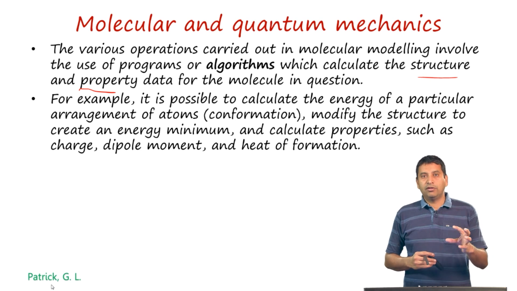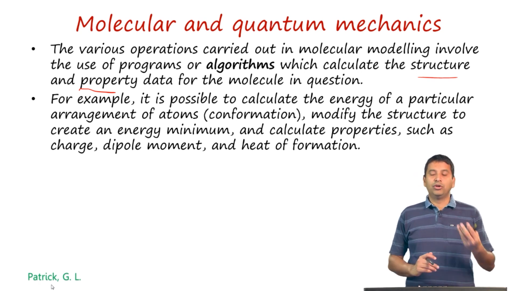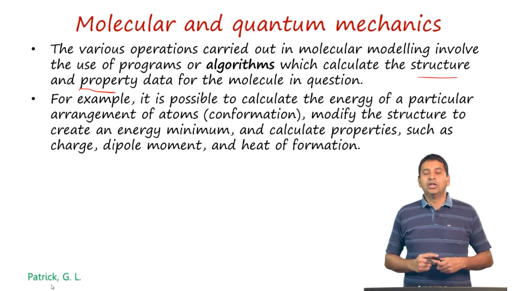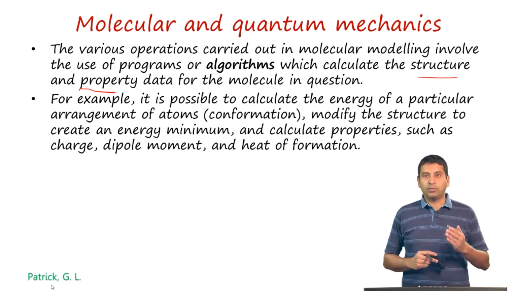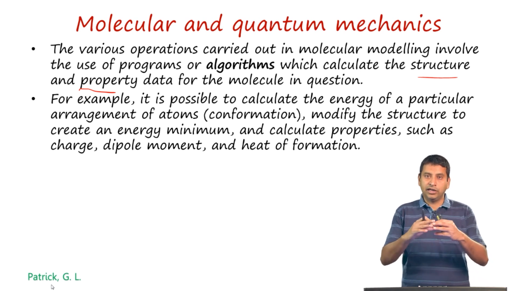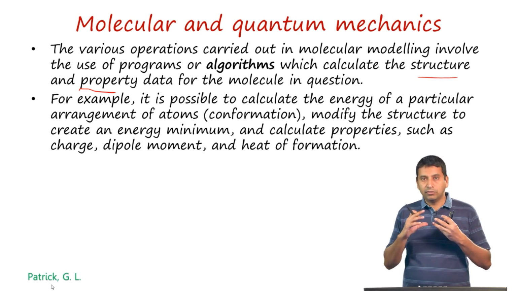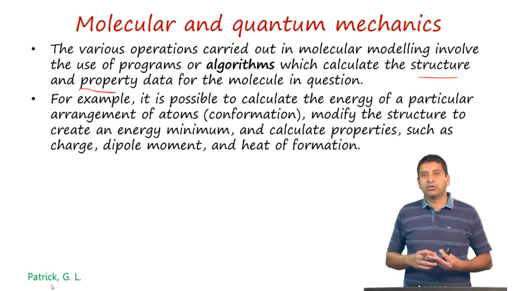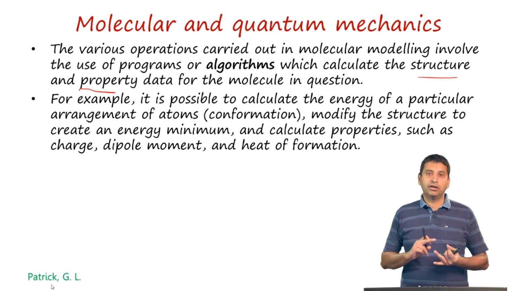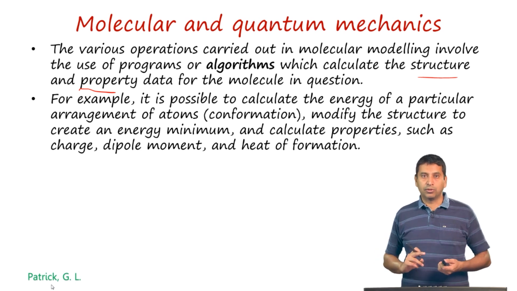Okay. So, let us say we want to make a library of molecules, or we have a library of molecules, and we want to prioritize them as to which one we want to synthesize first. You could use these types of calculations to prioritize. If you have a small molecule, it is possible to calculate the energy of a particular arrangement of atoms, which is also known as conformation. Okay. We can also modify the structure to create an energy minimum. That means that a particular conformation that we can draw out does not necessarily have to be the minimum energy conformation. And then we can also calculate properties. So, we can calculate charge, we can calculate dipole moment, we can also calculate heat of formation. These are all possible with computational approaches.